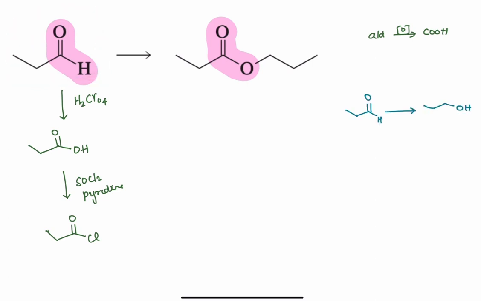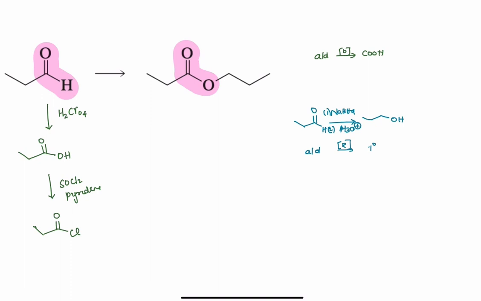We know that when aldehydes are reduced, they get reduced to a primary alcohol. So when you use sodium borohydride followed by addition of acid, this is going to give us the alcohol, right? When you add the alcohol to this acid chloride, it is going to undergo a nucleophilic addition elimination reaction where the chlorine will be replaced by the propoxy group. Okay, so let's do that.